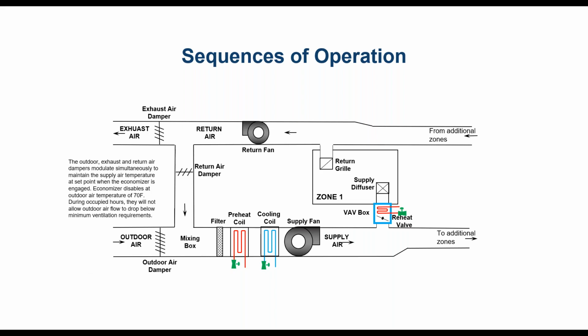So the outdoor air damper, return air damper, and exhaust air damper are all going to modulate simultaneously to maintain supply air temperature at set point when the economizer is engaged. The economizer disables when the outdoor air temperature is at 70 degrees Fahrenheit. What that's saying is this air handler's primary job is to supply air at some temperature. How it gets that air to a temperature, there are a couple of things at its disposal. It's got these dampers, it's also got this preheat coil and cooling coil. But let's talk about the dampers.